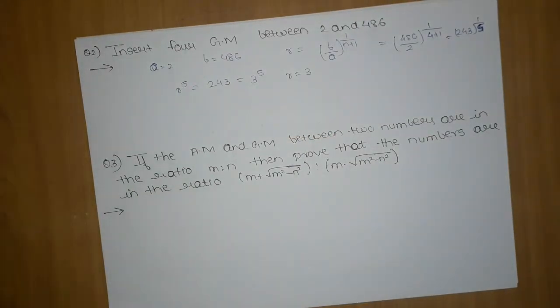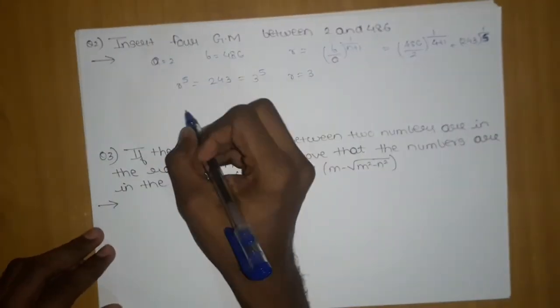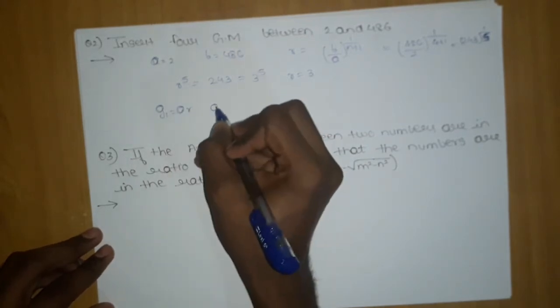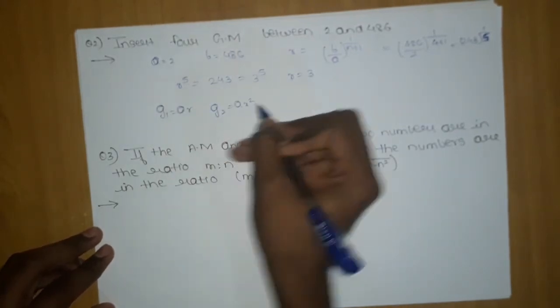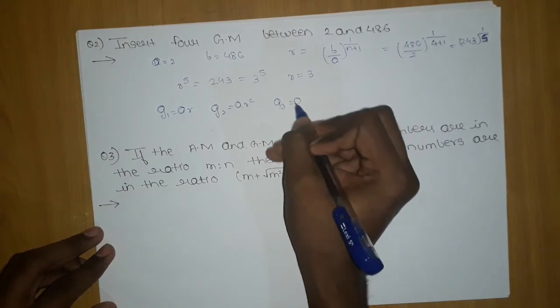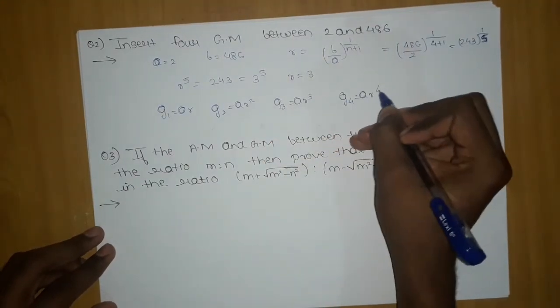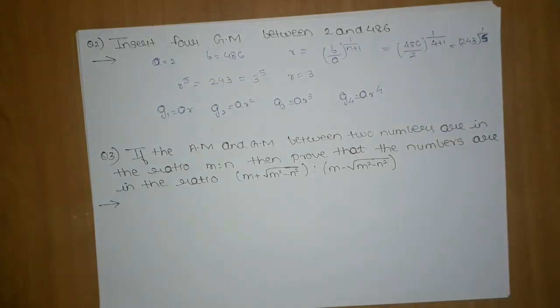We don't need to go to that formula, a^(n+1-k) b^k, the whole to the power 1 upon n plus 1. You can directly solve. You want to find 4 GM: G1 is nothing but a into r, G2 will be a into r squared, G3 is a into r cubed, and G4 is a into r to the power 4. Now we are done with question number 2, and we will move on to the next.